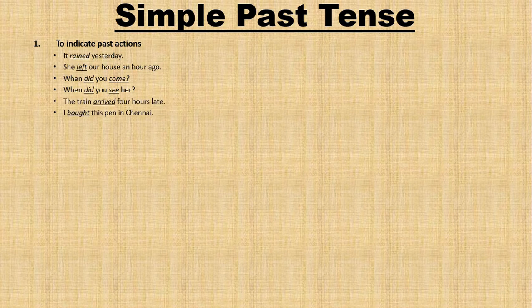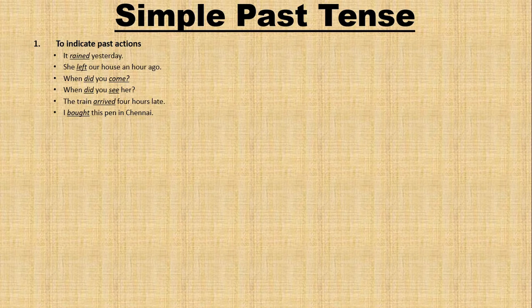The train arrived 4 hours late. So an exact time is not given, but as its regular time, it was 4 hours late. That is why arrived becomes simple past tense. I bought this pen in Chennai. That means that person was in Chennai at some time, which is not given. But we know that this pen was bought when that person was in Chennai. So bought becomes the simple past tense. Alright, time is given, but it is not explicitly shown.